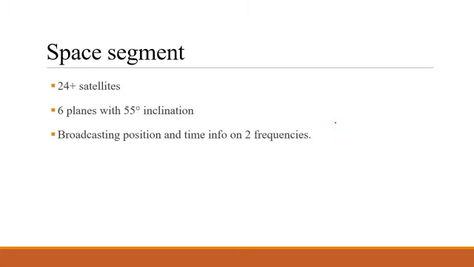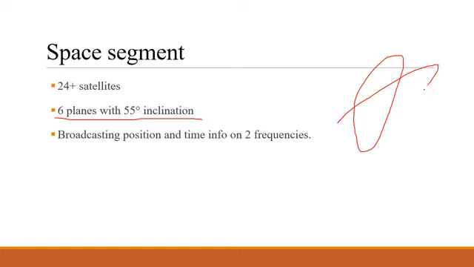Coming towards the other slide, space segment consists of 24 plus satellites, 6 planes with 55 degree inclination. What does it mean? This statement says that there are 6 orbital planes that I have discussed first. For example, this is orbit plane 1, this one is orbit 2, this one is orbit 3, and so on up to 6.